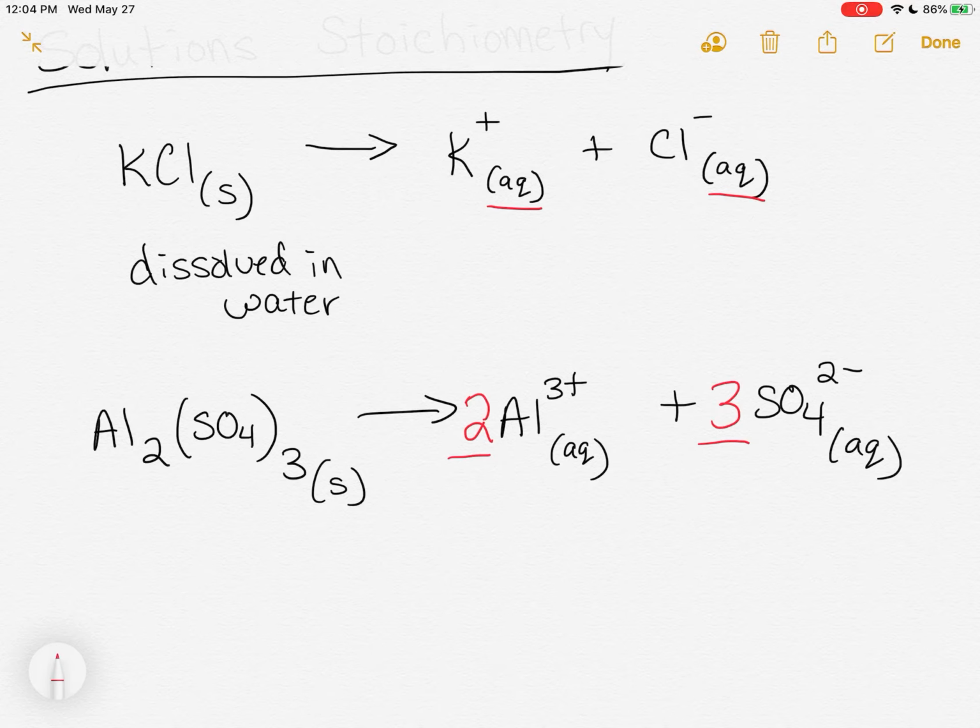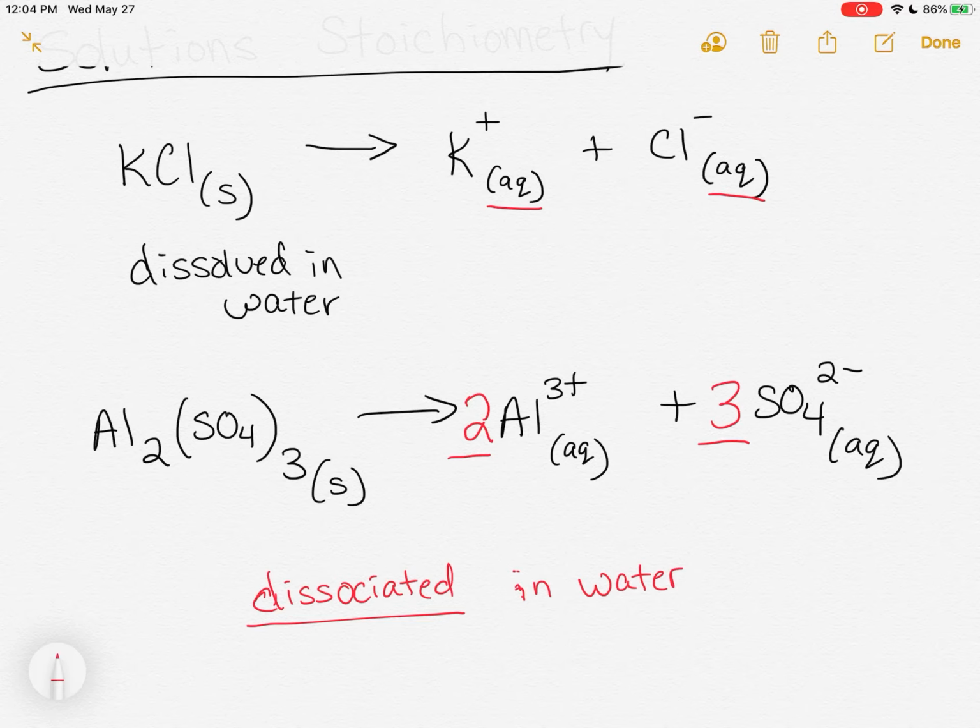All right, so if we have our aluminum sulfate dissolved in water, another way to say that is that the aluminum sulfate is dissociated. That's just a new kind of term. So it's dissociated in water. That means that our ionic compound has turned into its ions, the ions that it originally created.